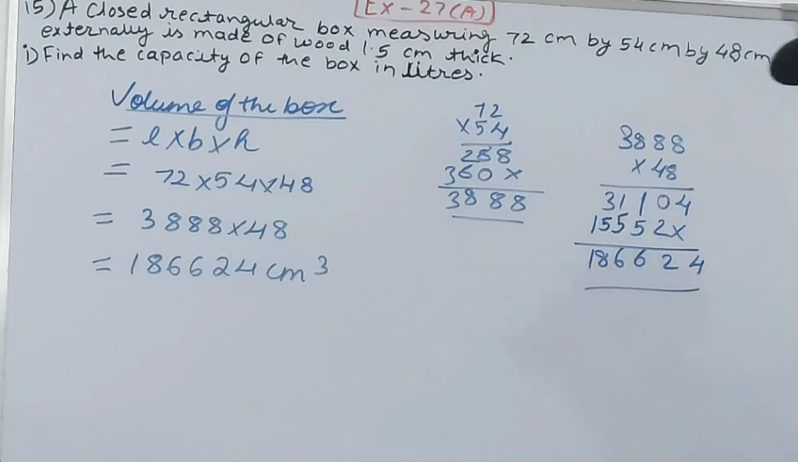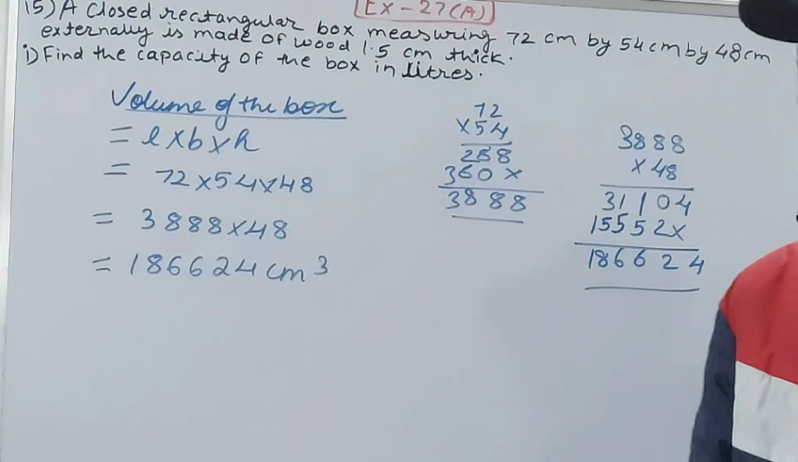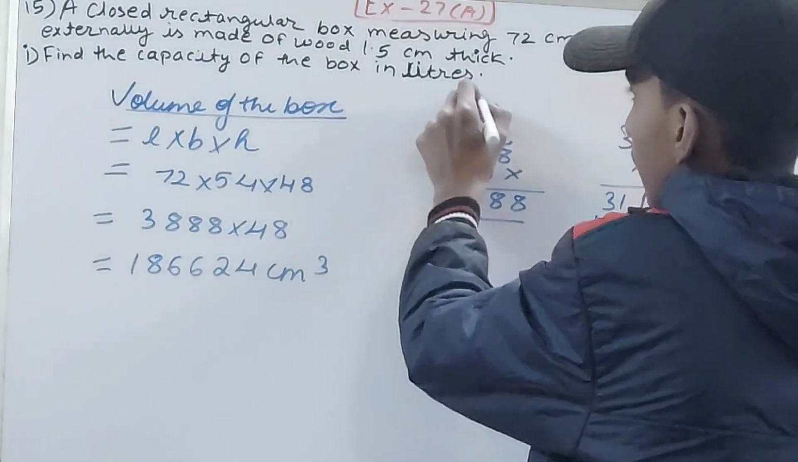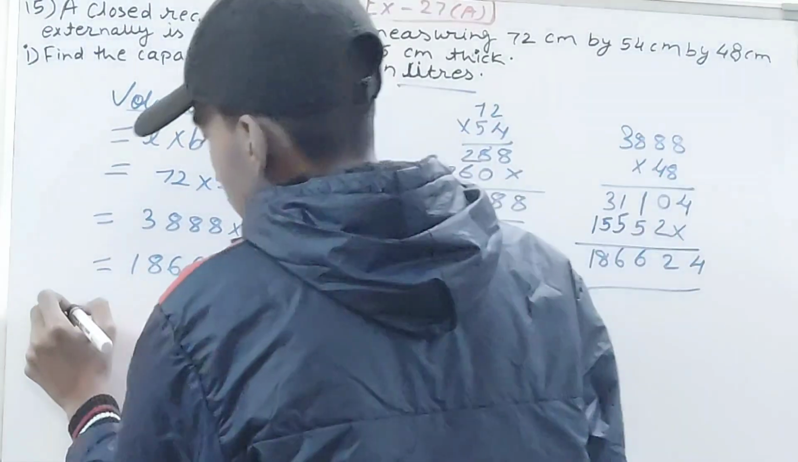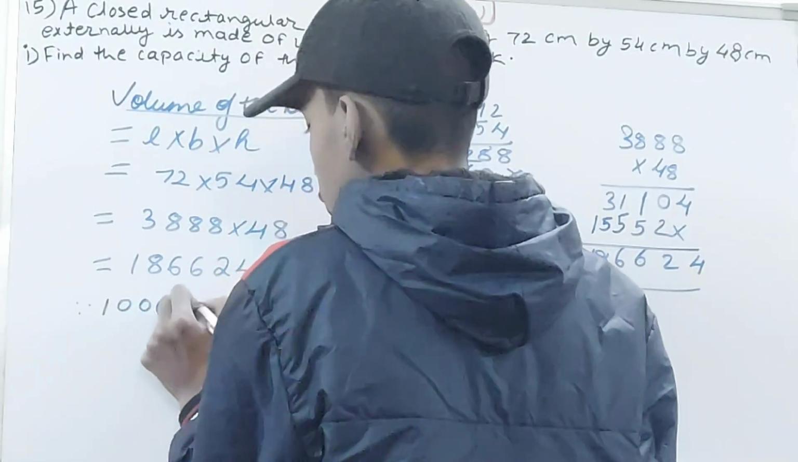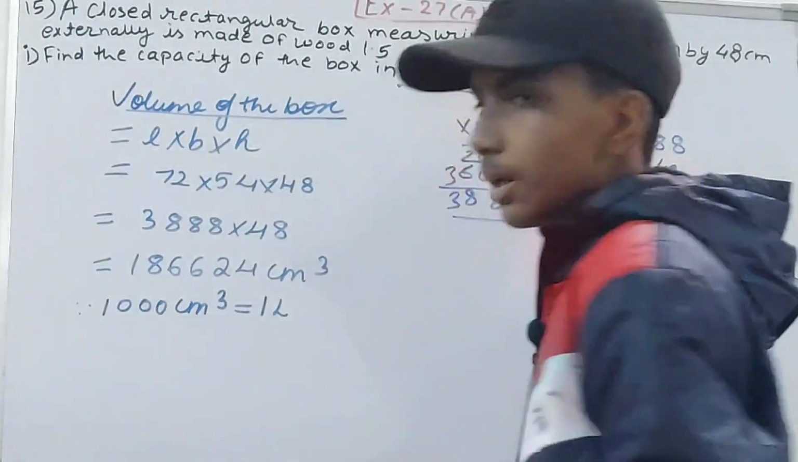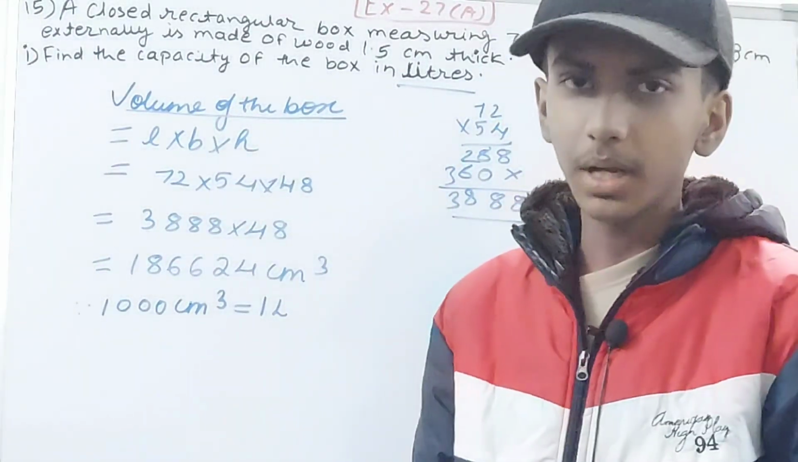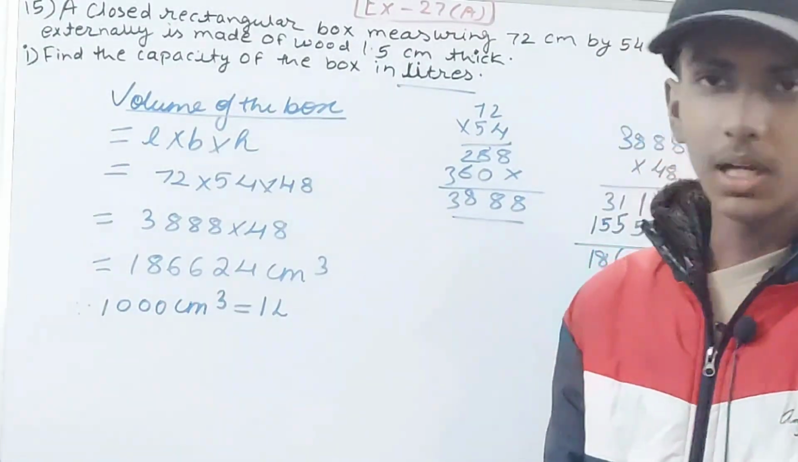Okay, this is the volume of the box, but we want to calculate the volume in liters. That will be needed because this is given here. So you can write here, since 1000 cubic centimeters is equal to 1 liter. Okay, make this relationship clear in your mind. So 1000 cubic centimeters is equal to 1 liter.